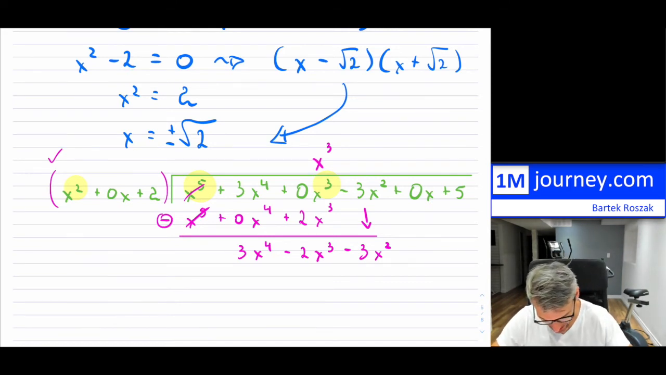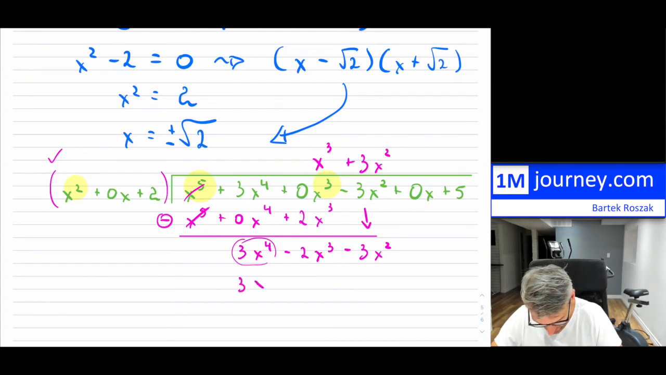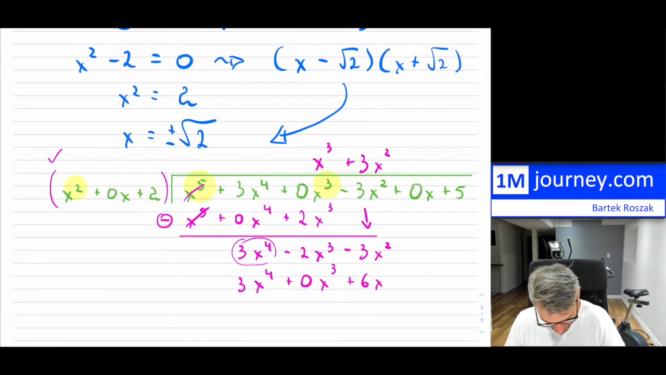Okay, so now next, what do I need? I need to cancel off this, so that's going to be a 3. So plus 3 x to the 2. That gives me 3x to the 4 plus 0x to the 3 plus 6x squared.